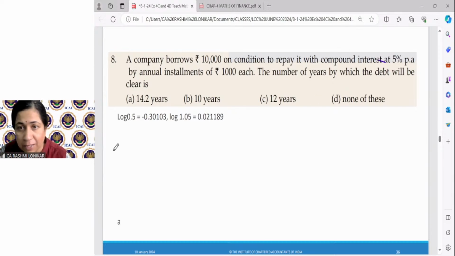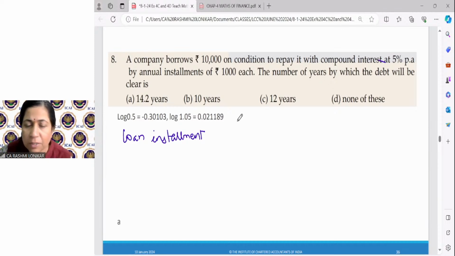हम्म. हमें क्या निकालना है? लोन इंस्टॉलमेंट. आई हैव टू फाइंड द लोन इंस्टॉलमेंट. Okay. Which formula do I use when I want to find out the loan installment? Yes. Can anybody tell me, will I use PV or FV in this case when I want to find the loan installment?